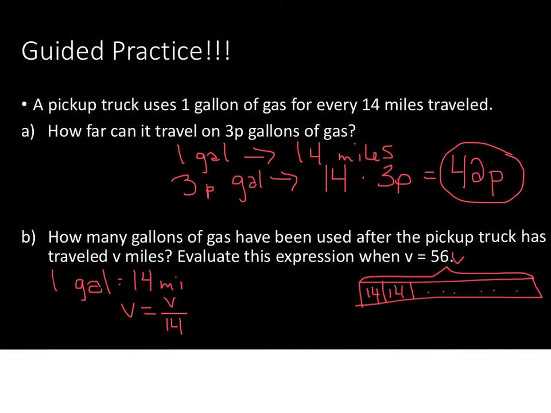14. All right, and then they told us that V was equal to 56. So that means I've got 56 divided by 14. And 56 divided by 14 gives us 4 gallons.